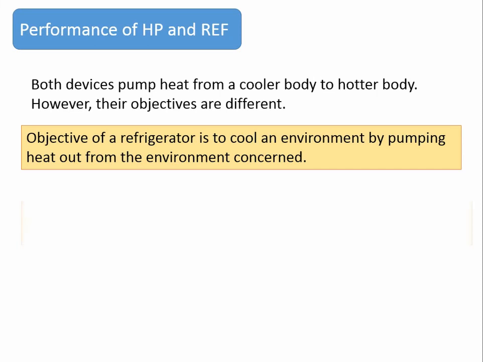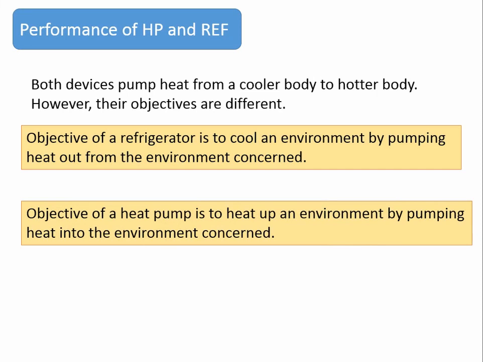On the other hand, if you take a heat pump, the objective of the heat pump is to heat up an environment by pumping heat into the environment concerned. So you extract heat from a cooler body and pump it to a hotter body. In that application, we don't care what the quantity of heat absorbed from the cooler body is. Our concern, our focus, is the quantity of heat supplied to the hotter body. Therefore, although heat pumps and refrigerators are transferring heat from a cooler body to a hotter body, their objectives are different.